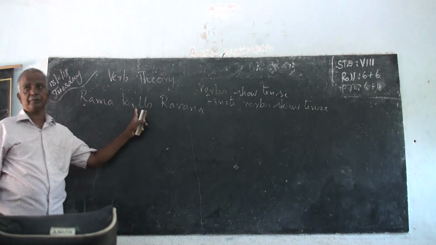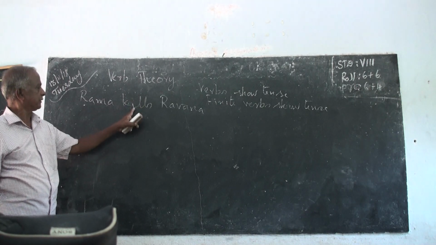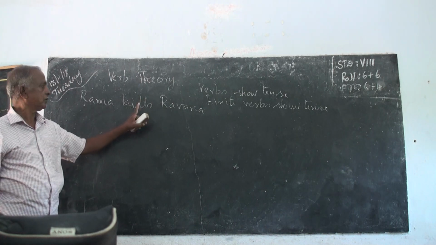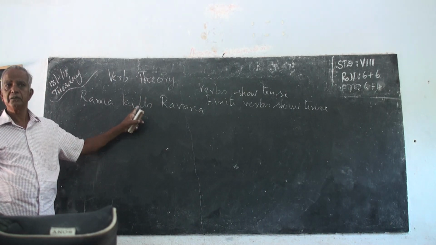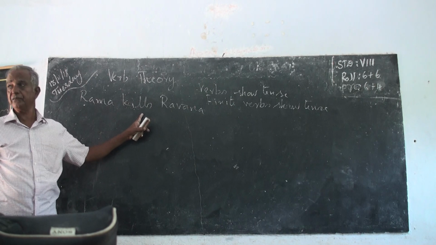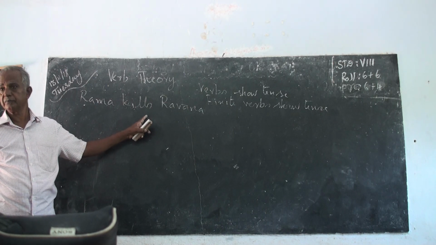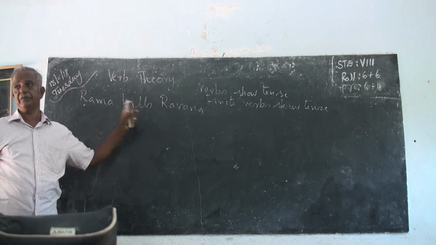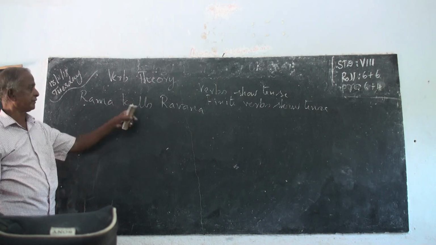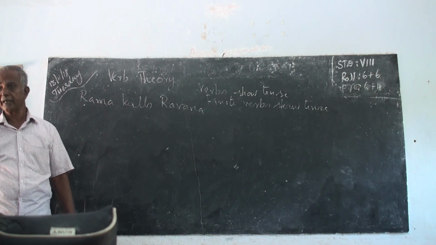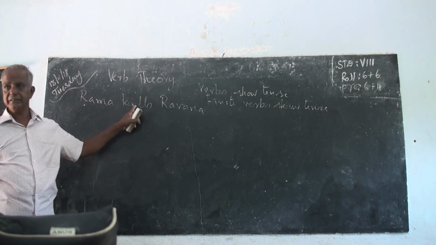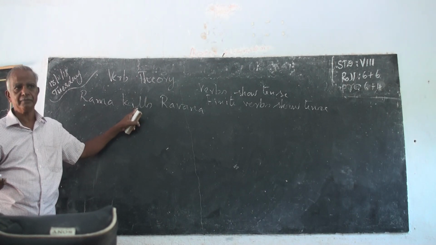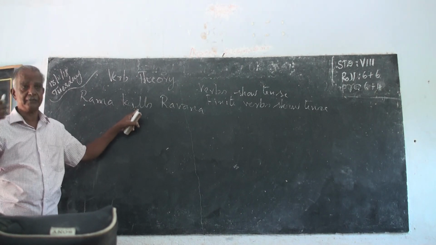This is a finite verb because in the place of kills, we can use Rama killed Ravana. So it has past tense, so we say it is a finite verb. Another name is transitive verb. As it is in the active voice, we say it is a transitive verb. So, kills is a verb, kills is a transitive verb, kills is a finite verb.